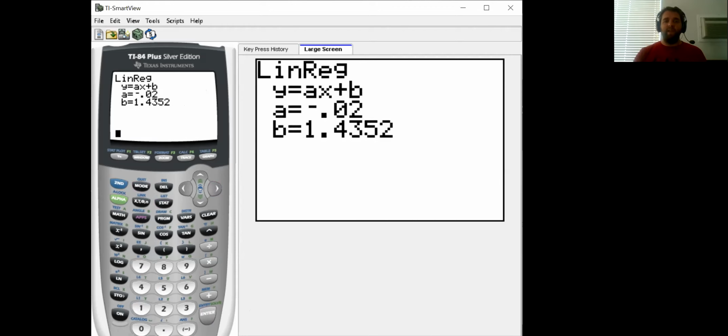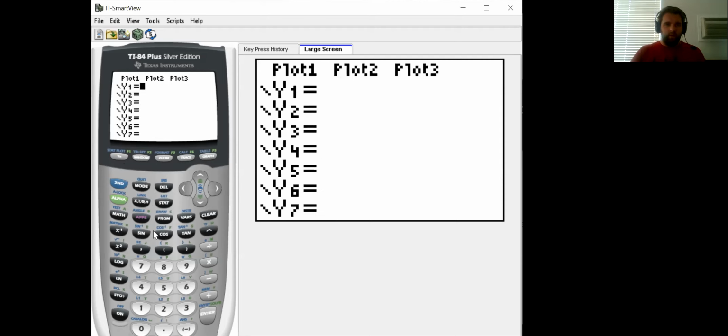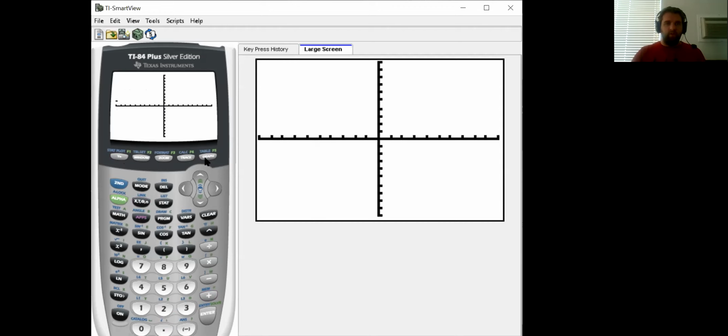We have our A and our B. So now I would go and plug these numbers into my y equals. A equals negative 0.02, B equals 1.4352. So I'll come up here and go y equals negative 0.02x plus 1.4352. And we can go and look at our graph. You can see it's slowly going down, but not all that fast.